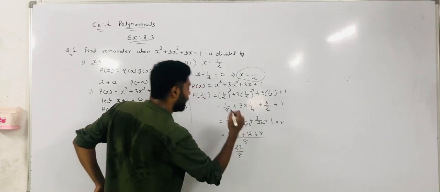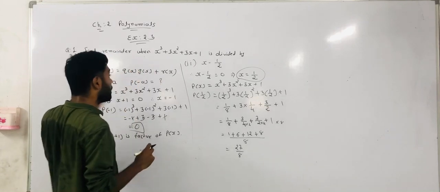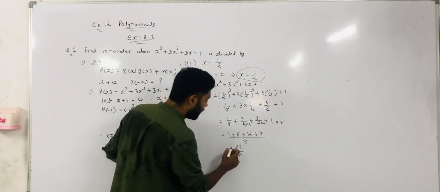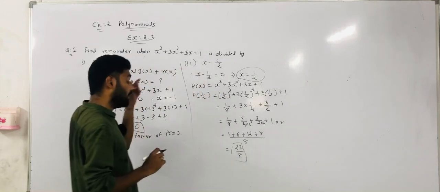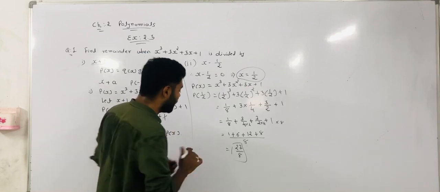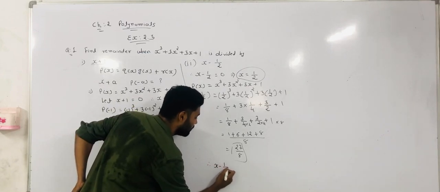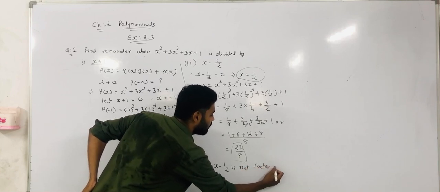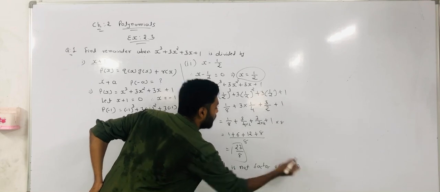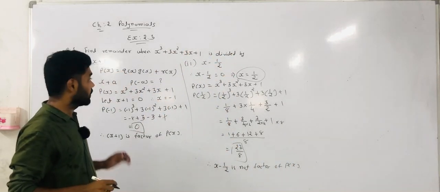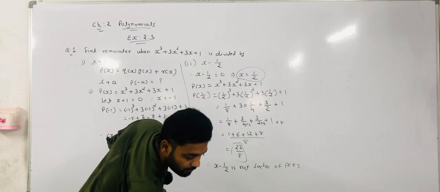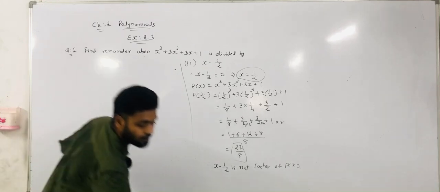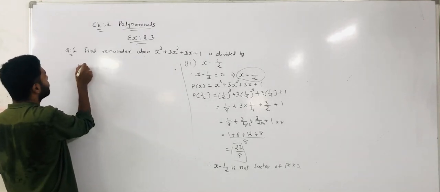27 divided by 8. So if we divide our polynomial by x minus 1 by 2, then we will get remainder equal to 27 by 8. So we can say that x minus 1 by 2 is not a factor of the given polynomial p of x. Clear? So the same question, the third one is given, that is only x.